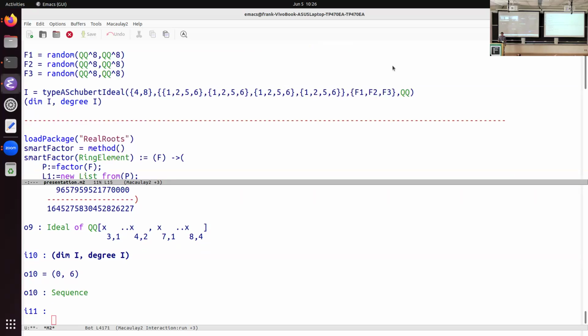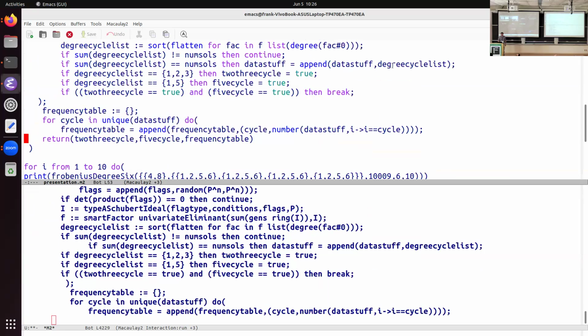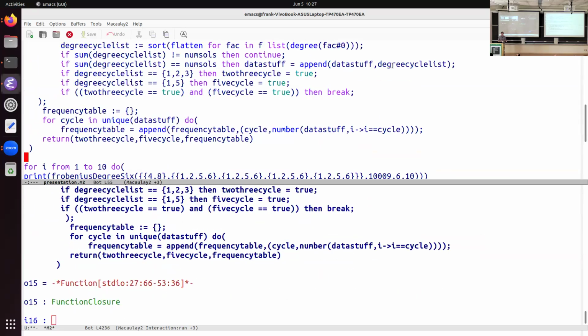So the next thing I'm going to do, I'm going to kind of quickly go through some other code that I've written to apply our package to the study of Galois groups. So what I'm going to do is I'm going to generate random flags over and over and over again. And each time that I do this, I get a different ideal, right? It's going to have the same number of solutions, but it's going to be a different set of solutions, right? And so, question?